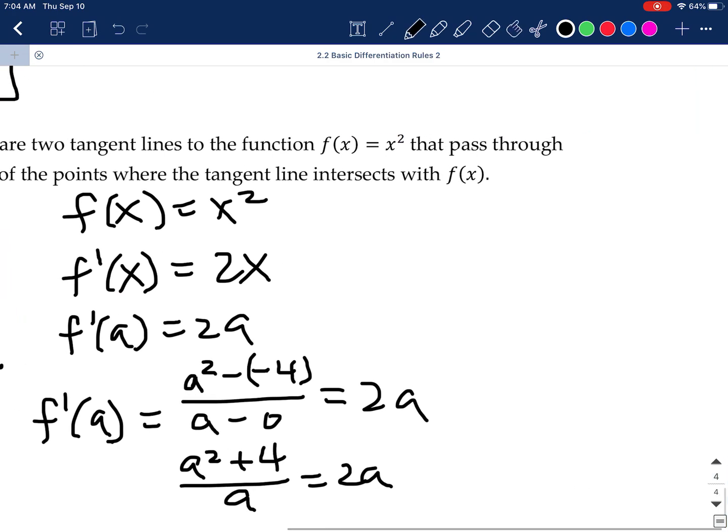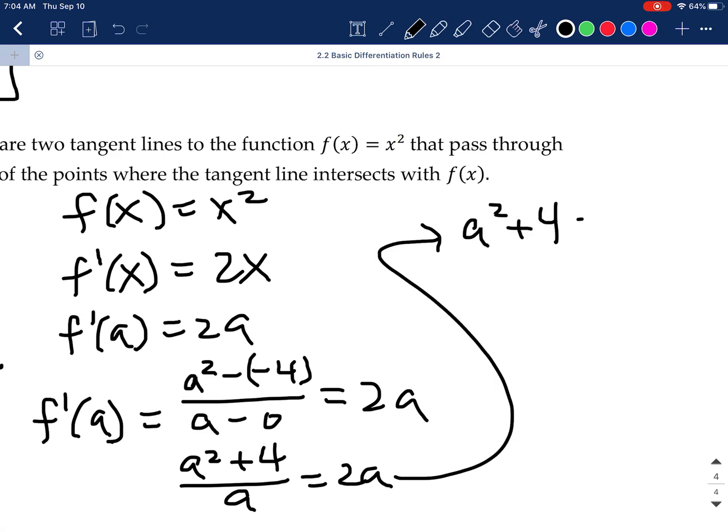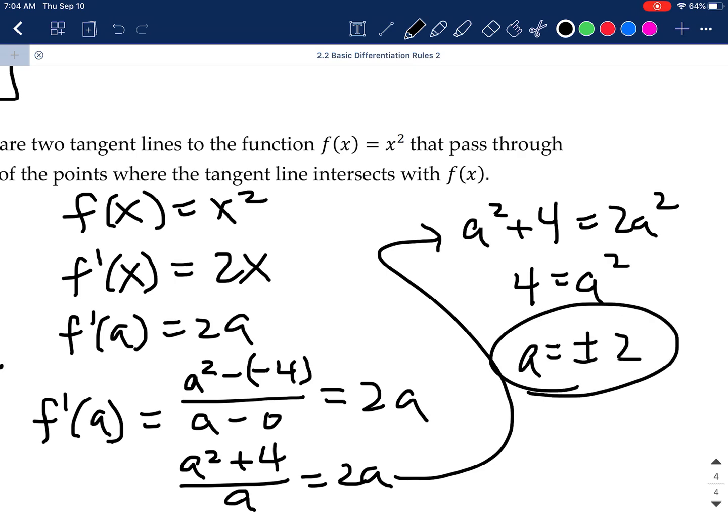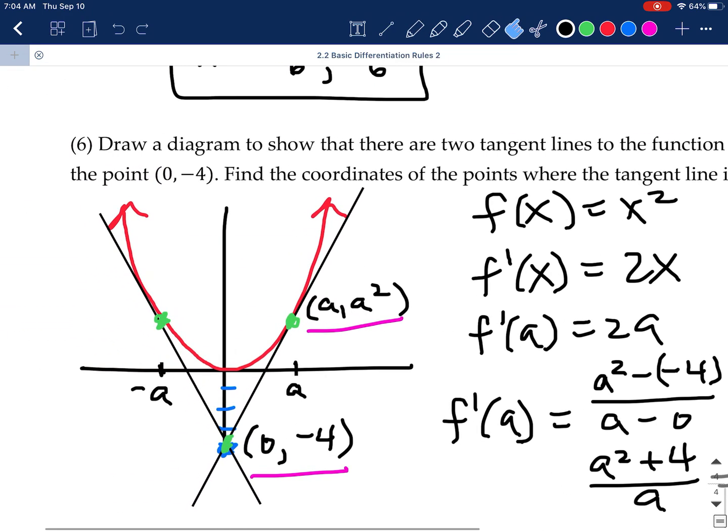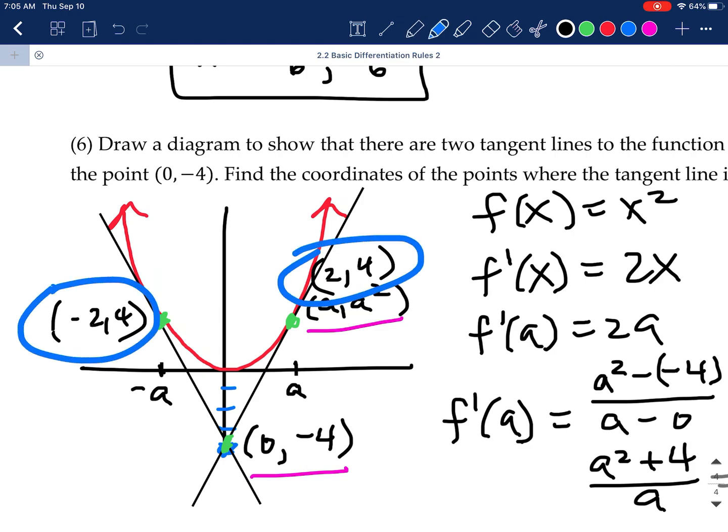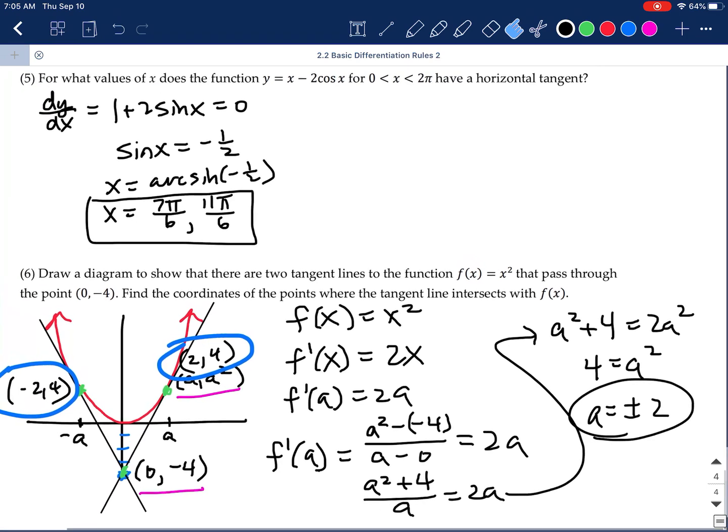We can do a little bit of algebra with that. So let's scoot that up here. Multiply both sides by a, and then subtract the a squared over. So it looks like 4 is equal to a squared, which means a is equal to plus or minus 2. Which means that our coordinates are going to be negative 2, 4, and 2, 4. So those are our 2 coordinates based on our work there.